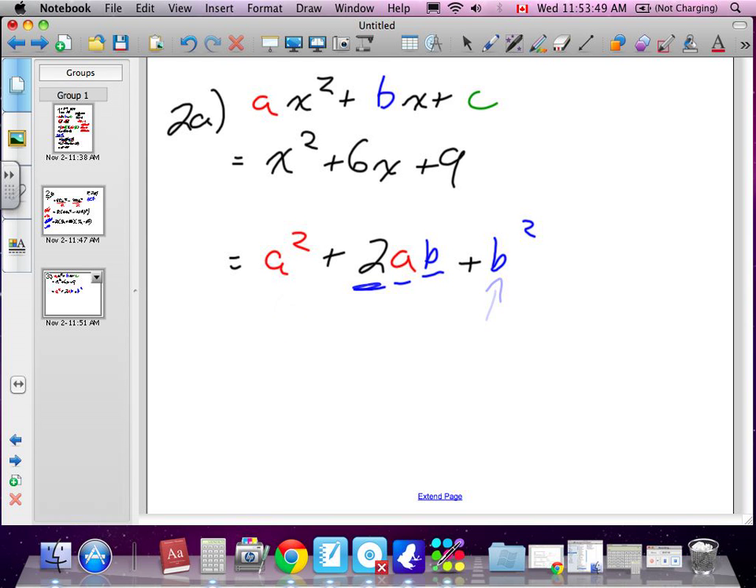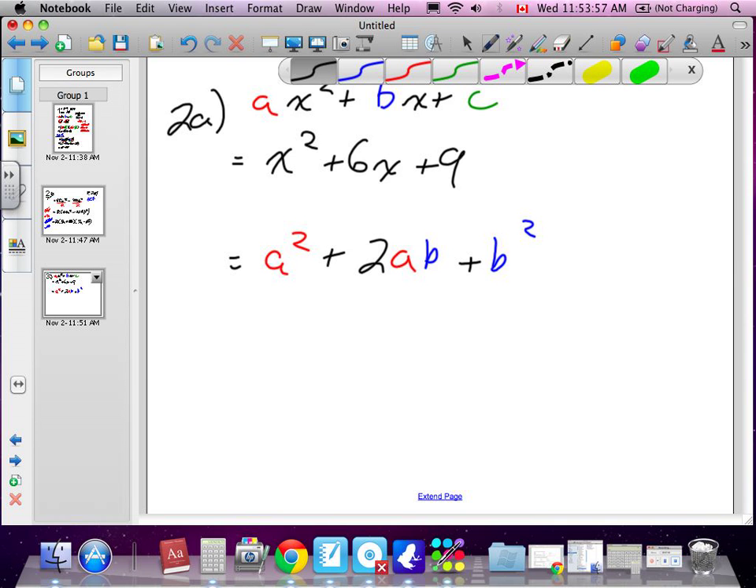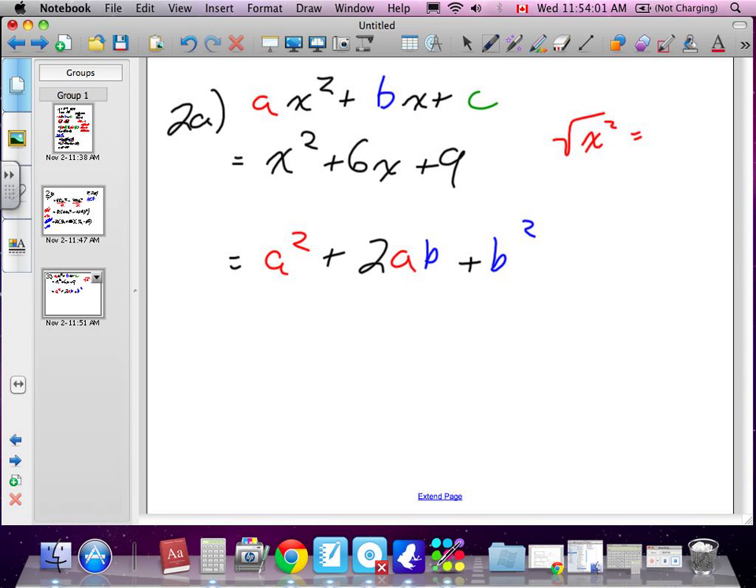So they want you to be able to recognize this. I'm going to find the square root of the first term. Square root of x squared is? Yes. Square root of our last term, 9, is? 3. Now, in other words, that's our a and our b. I'll write this in blue so it makes more sense.